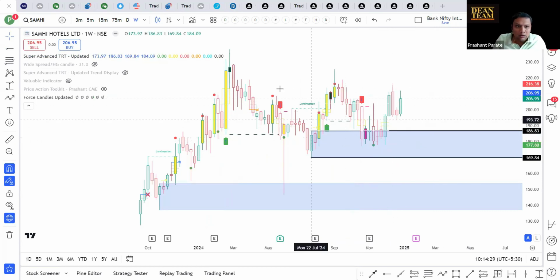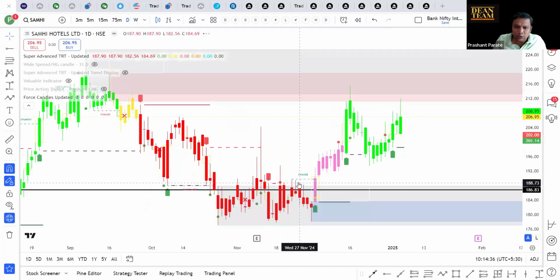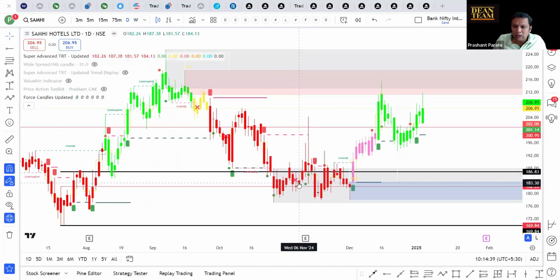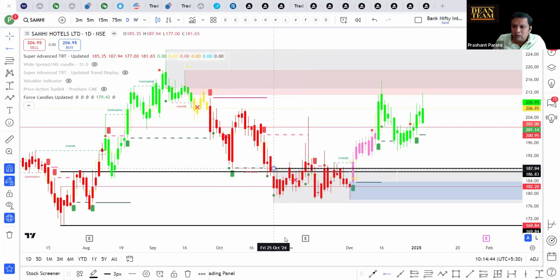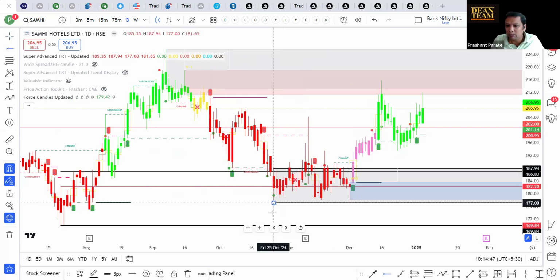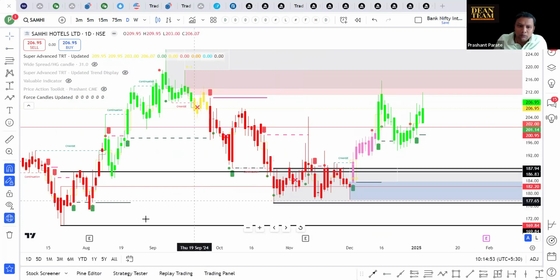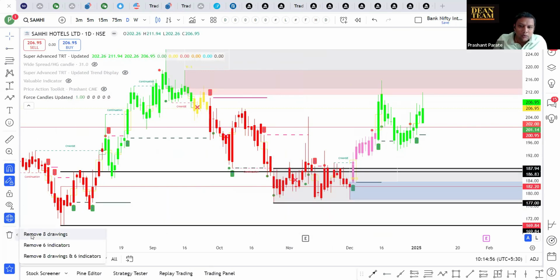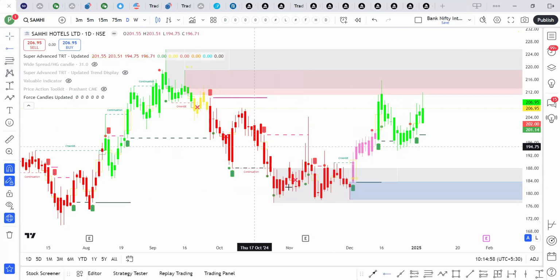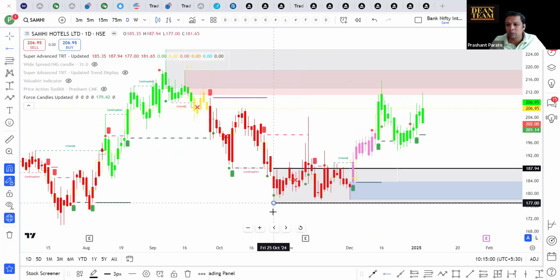There are average size candles, and the buy side is showing hidden gaps. Let us check the daily chart, it is showing an uptrend. It has changed to an uptrend recently, and if it comes into this area around 187, that will be my buying opportunity. I will keep a stop loss of 177. So in Samhi Hotel, if I want to do anything, I will buy here, and I will keep the stop loss below this.